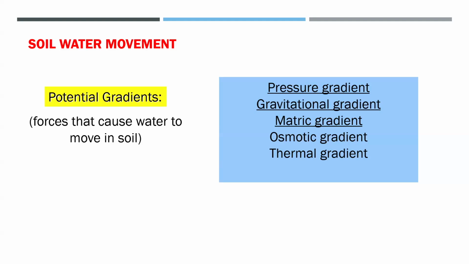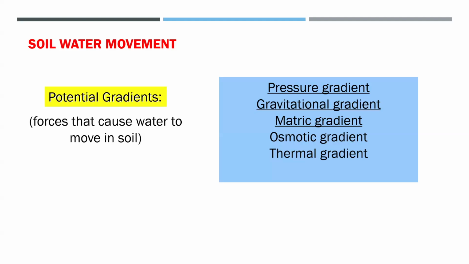Potential energy, for your physics class, if you remember it or didn't take it, is sort of an opportunity. Like if somebody says, "Hey, that draftee's got potential," that means something might happen. So a gradient would be a pressure gradient. If I have high pressure on one side and low pressure on the other, water is going to move from the high pressure to the low. We have a gravitational gradient, which moves along gravity. Matrix gradient, osmotic, thermal. So, hot to cold.